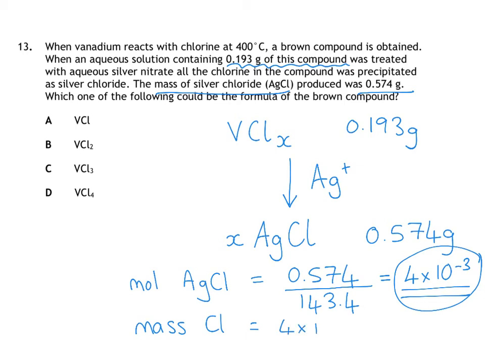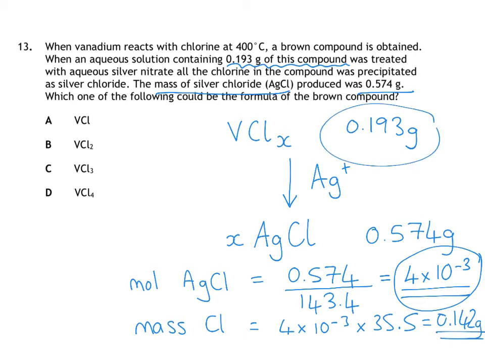It's number of moles multiplied by 35.5, and that gives me 0.142 grams, going off the page here. So I go back to that value there, and I'm now going to do it as an empirical formula. This is a bit of a long question for a multiple choice, so I apologise, but these things happen.